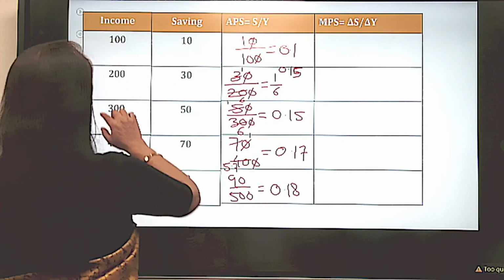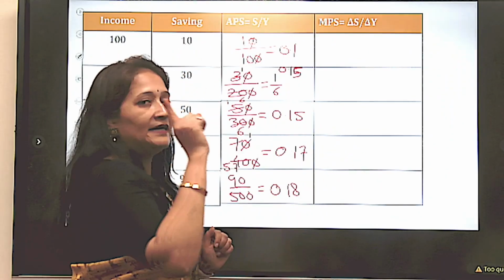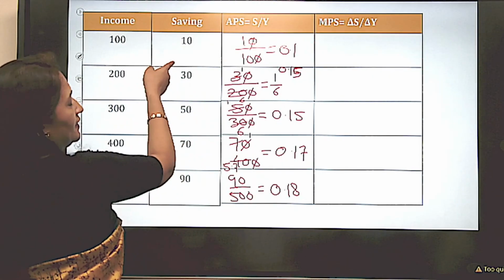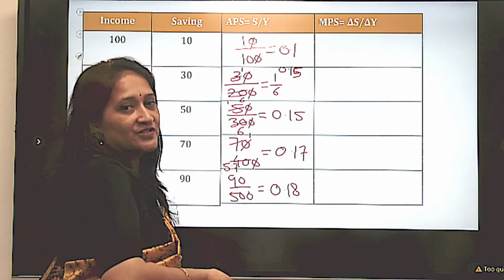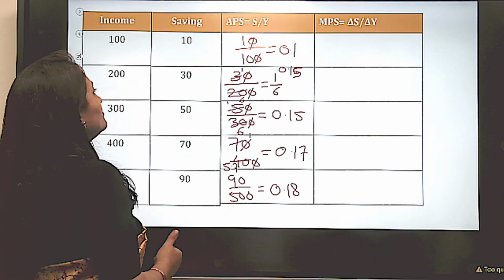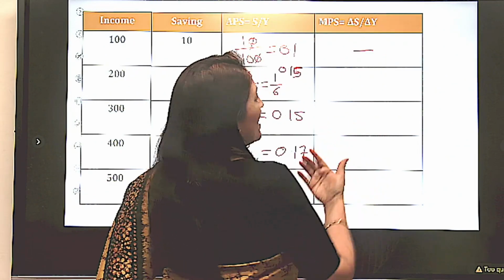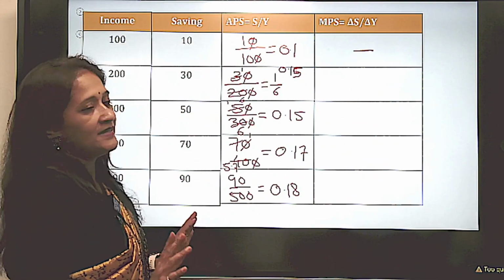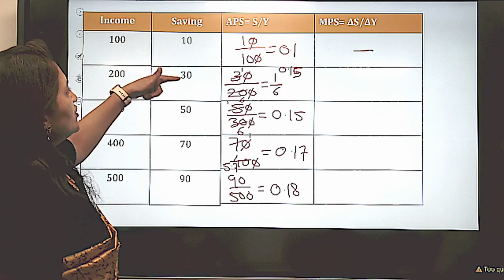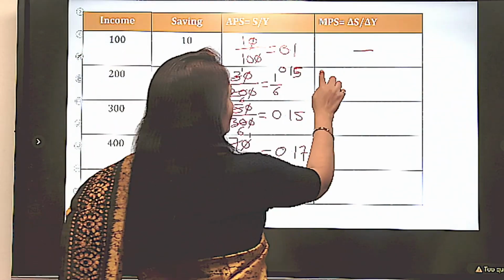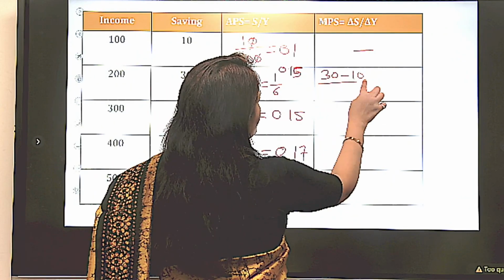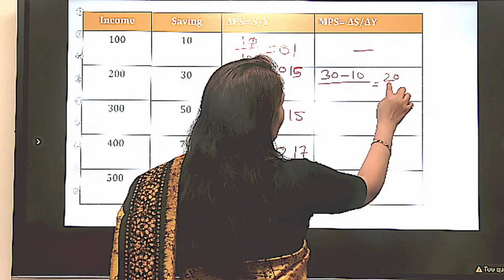Now let's calculate MPS. For that we need delta S and delta Y. Delta S is what? Current savings minus past savings. Delta Y is what? Current income minus past income. Since for the first value there is no past income, no past saving, we take it as a dash. Addition is happening only in the next period. So in the next period we can see the change in the saving: 30 is the new saving, but the old saving was 10. So what is the change? The change is of 20, right?